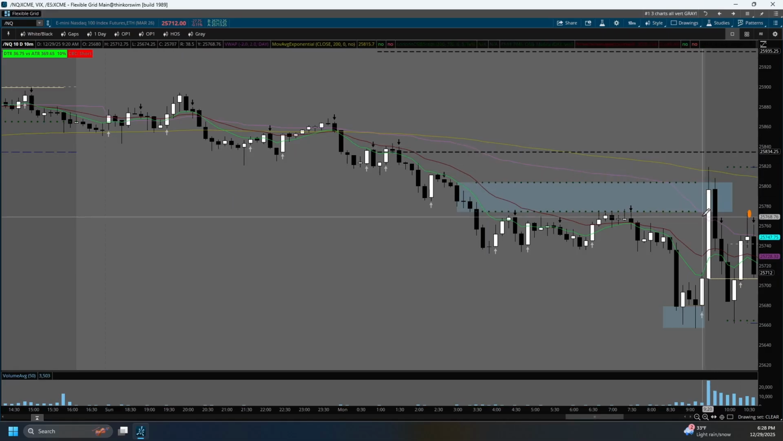But if I had more contracts to trim, I want to trim at the ORB low and VWAP area, and I want to trim at the London ORB high area because it's very close to the 10-minute 200.